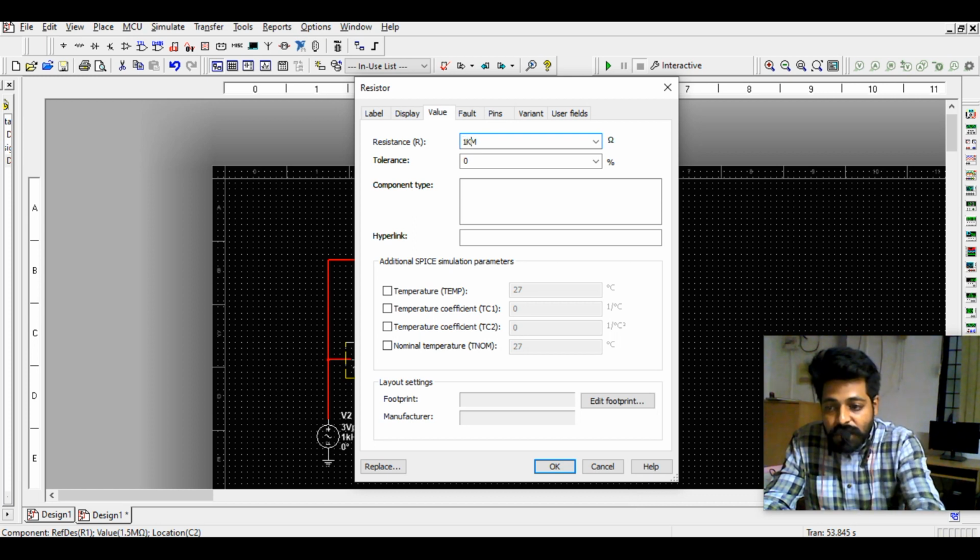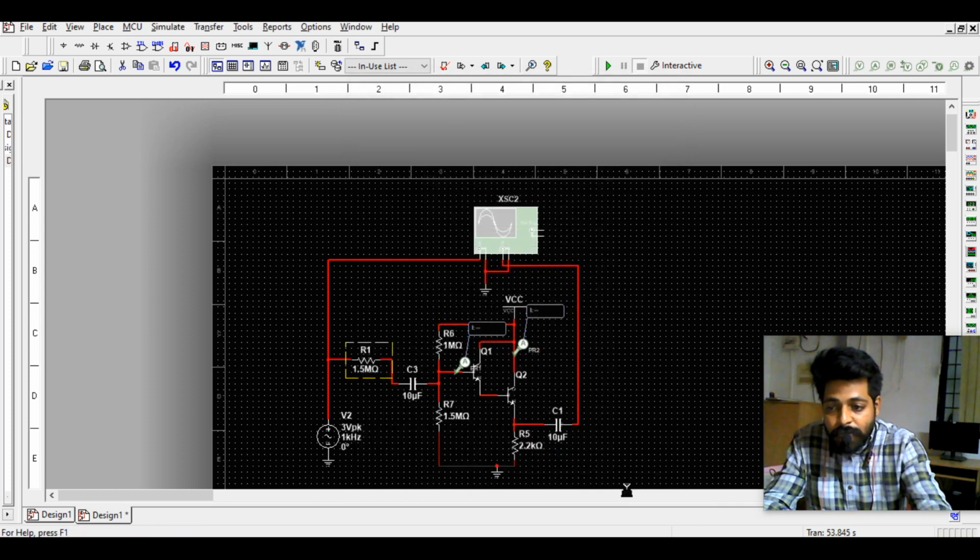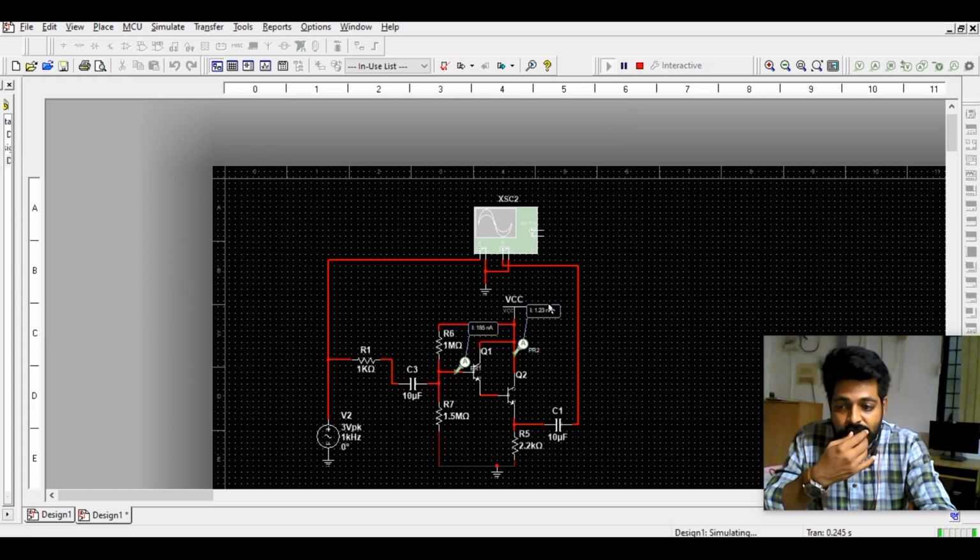I will keep 1 kilo here. There is no need that channel B should see at this place. Even if I see it over here, no issue, because this amplifier will give a gain of 1. So if you take the signal from this node or from this node, it will be the same. So I'm okay with taking the signal from the output directly instead of taking the signal over here.